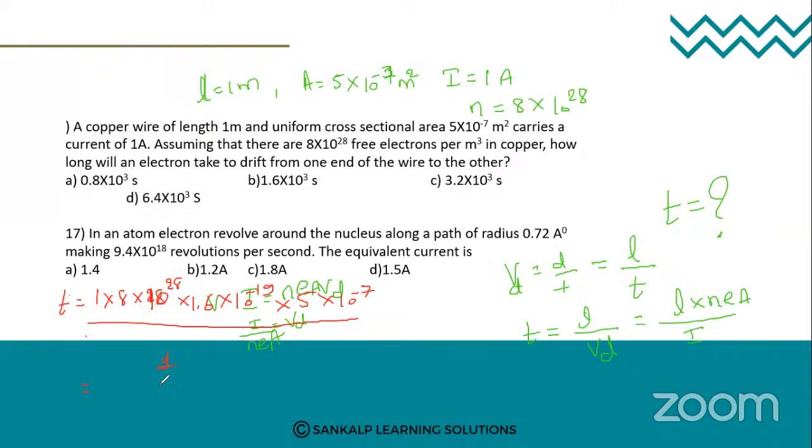Yes, option D. Remaining students, yes, option D you will get. So 6,400 seconds you will get. Therefore, it becomes 6.4 into 10 to the power of 3.